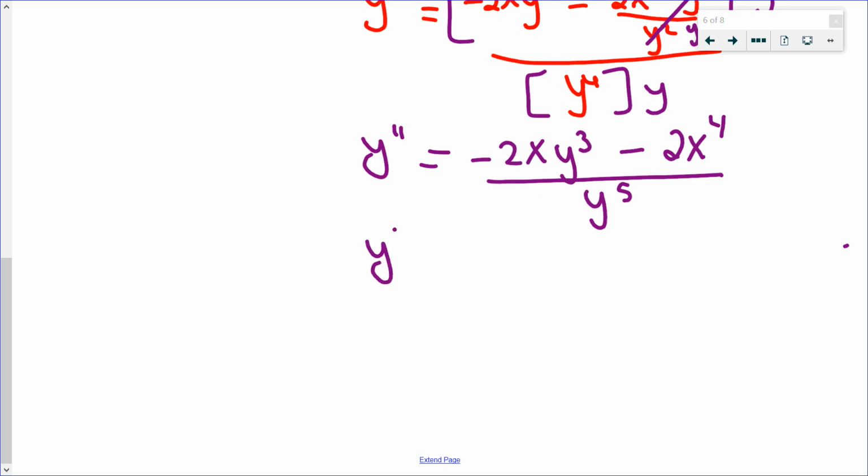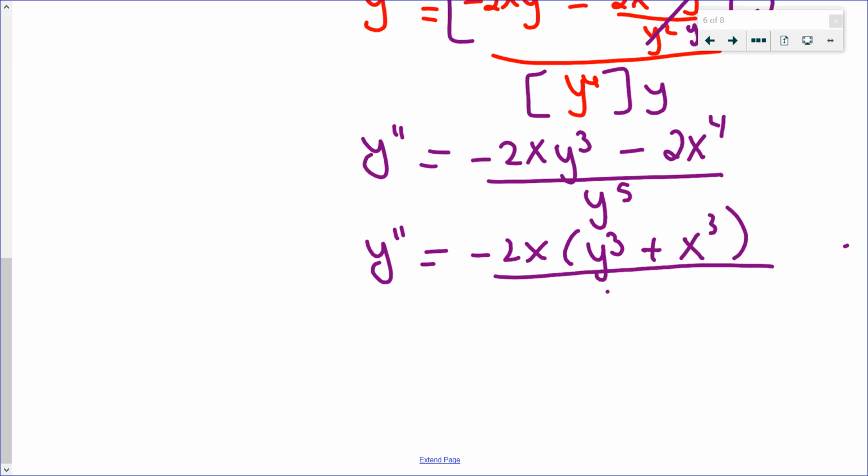So let's keep on going. In the numerator, I am going to take out a GCF of negative 2x. So negative 2x divided by negative 2x is gone. I'm left with just y cubed. And then negative 2 divided by negative 2 is gone, and x to the 4 divided by x is 4 take away 1, which is 3, all over y exponent 5.